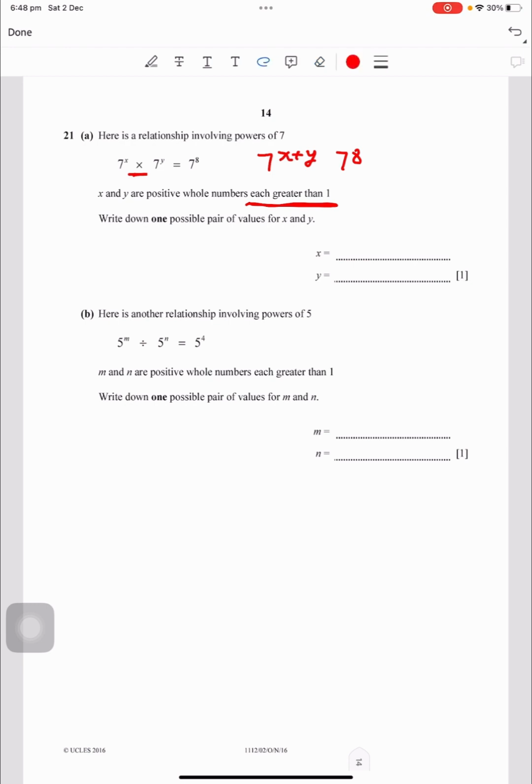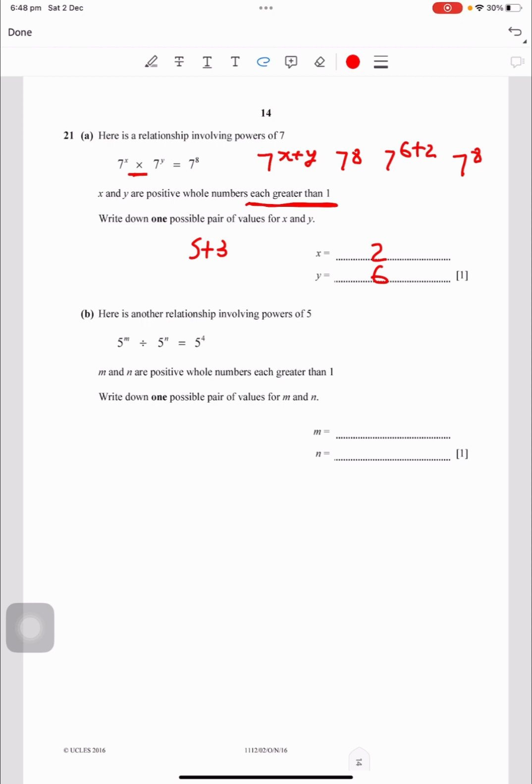So also we cannot do 1 plus 7 because that will be wrong, because they said each greater than 1, so it has to be greater than 1 each number. So we could say 6 plus 2. If we add those powers together, we will get our answer, which is correct. So you can write 2 and 6. And there's lots of answers that it could be. It could be, for example, 5 plus 3, or there's lots of answers for this. I just wrote 2 and 6.